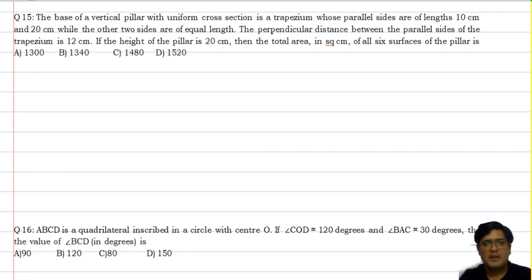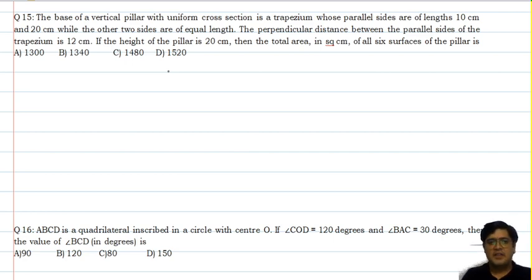The base of a vertical pillar with uniform cross section is a trapezium whose parallel sides are of the length 10 centimeters and 20 centimeters, while the other two sides are of equal length. The perpendicular distance between the parallel sides of the trapezium is 12 centimeters. The height of the pillar is 20 centimeters. The total area in square centimeters of all 6 surfaces of the pillar is.